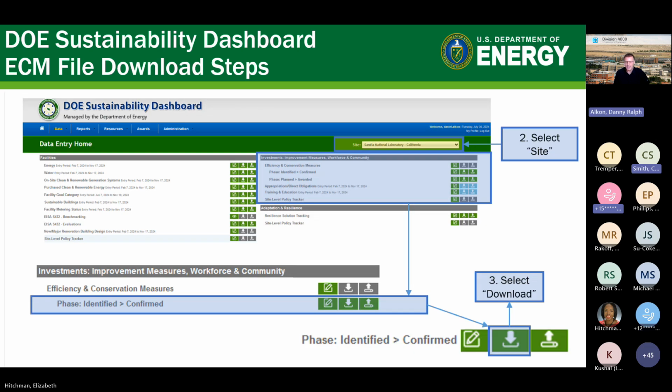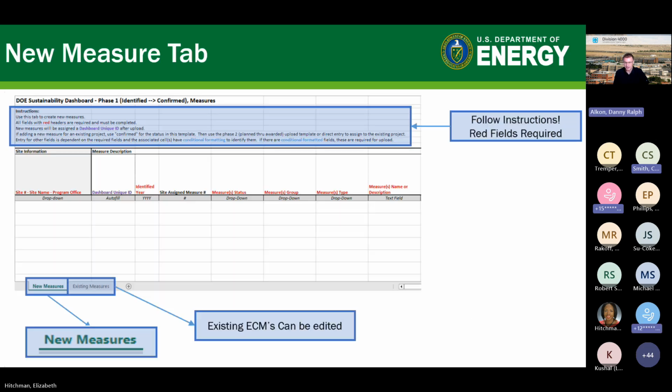This is the data entry home slide that Chris showed before. Basically, you go to the phase identified confirmed, and you select the download. Once you download that, it'll download the template into your download box. Next slide, please. This is the spreadsheet itself, the template, and it has two tabs on it.